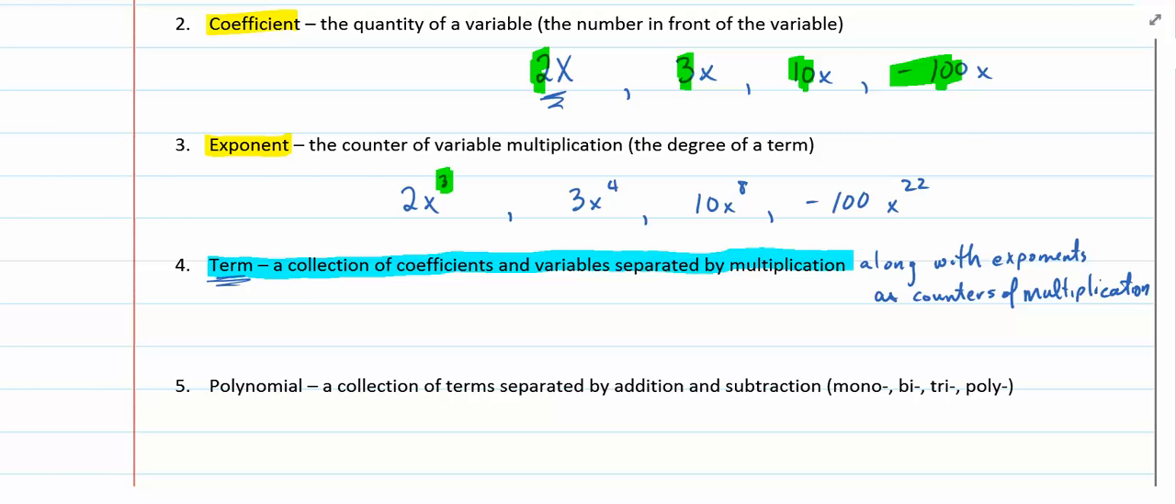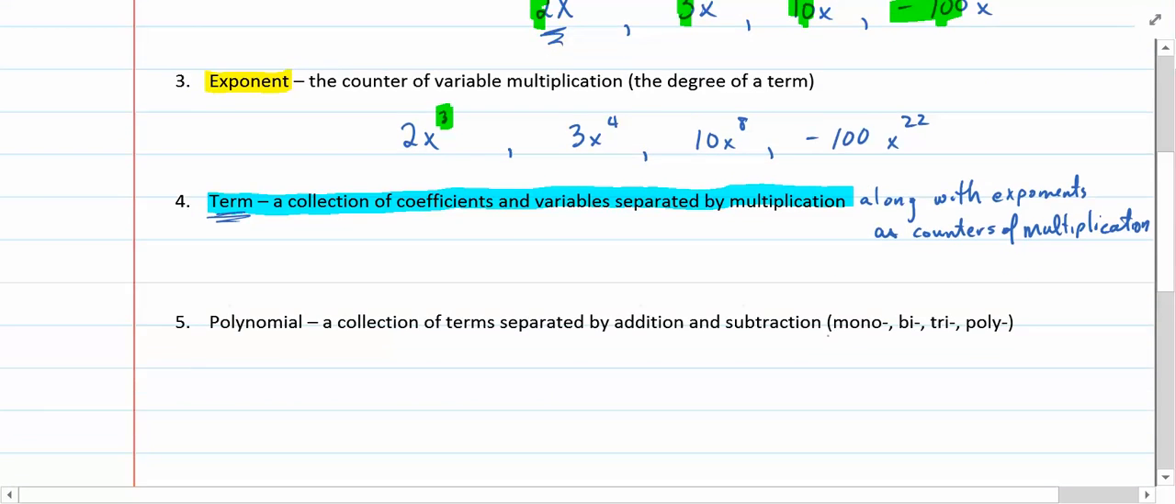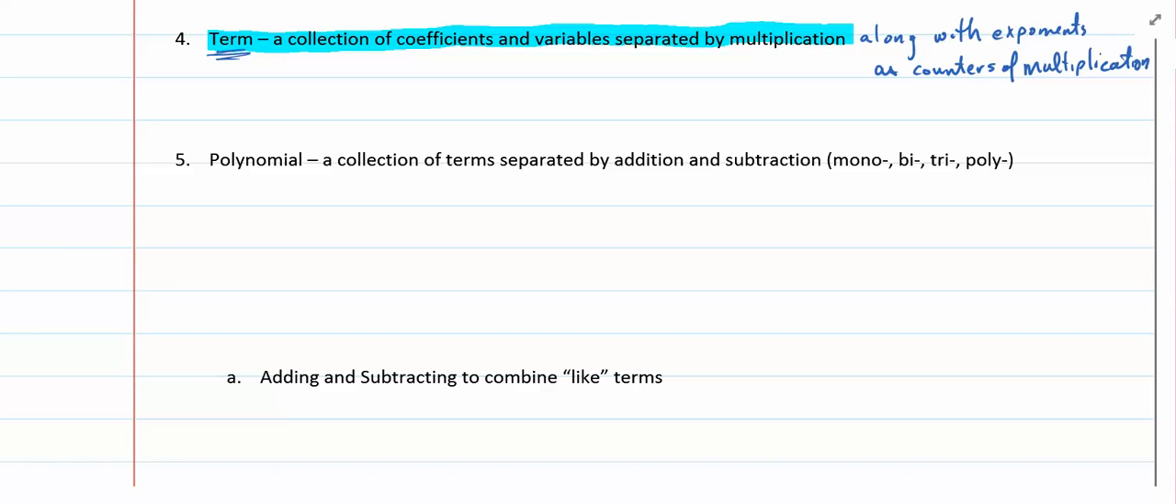In this next video, I'll discuss what a polynomial is and introduce some of the restrictions that we apply to polynomials.